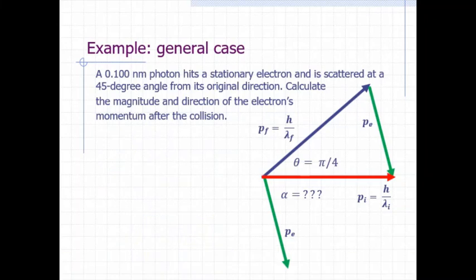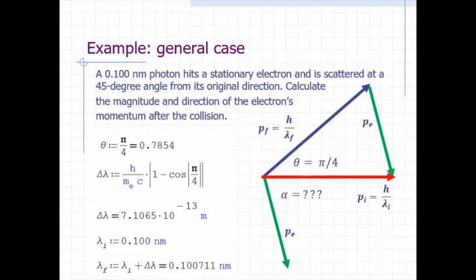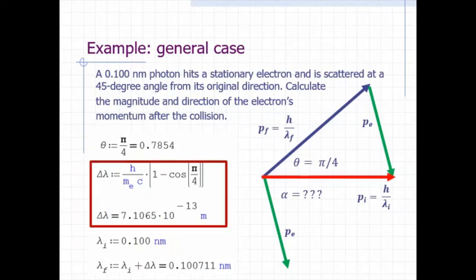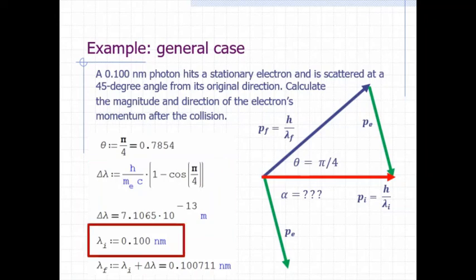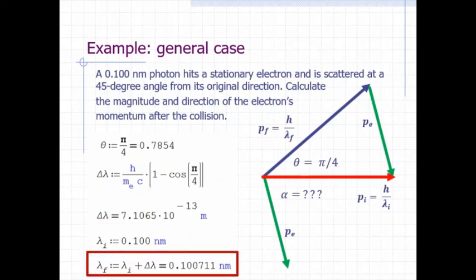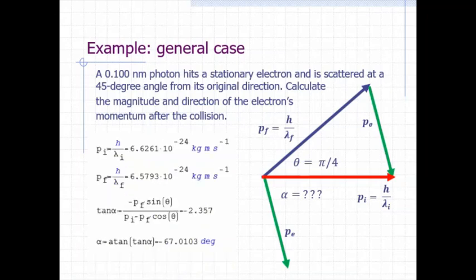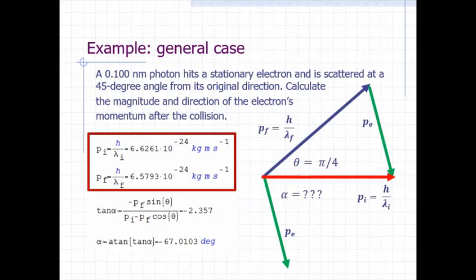Here's a summary of the solution to this problem. Given theta is 45 degrees or pi over 4, we can calculate the Compton shift for the wavelength and find it to be 7.1 times 10 to the negative 13 meters. The incident wavelength is 0.100 nanometers. To this, we add the Compton shift to get the wavelength of the scattered photon. The photon momentum is h over lambda, so these are the magnitudes of the photon momenta: p sub i before the collision, and p sub f after the collision.